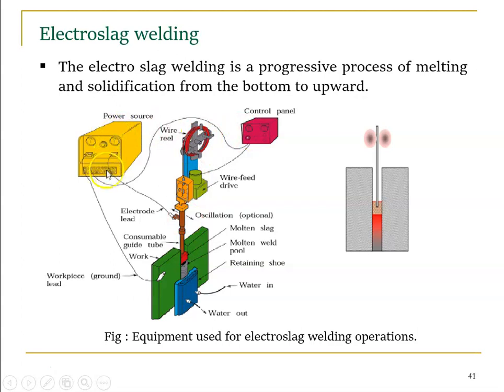Similarly, we have a power source. From the power source we have three cables. One is connected to the electrode, another one to the workpiece, another one to the control panel, right? The control panel means wire feed control. So we have a consumable electrode over there, connected with the nozzle, and it will deposit over the workpieces. First the bottom is solidified. We deposit the material and it moves upward. So the nozzle moves upwards, and the solidification takes place from bottom to top. This is what Electro Slag welding is.